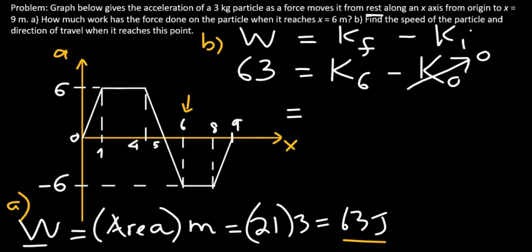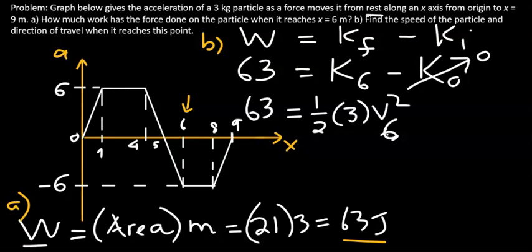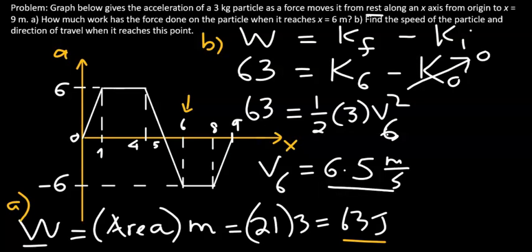Now we know it starts from rest, so that means the initial kinetic energy is 0. The kinetic energy at x equals 6 is half times the mass, which is 3, times the speed of that particle at x equals 6, which is what we want to find. And this is 63, and we can solve for that speed. If you do the calculation, you get the speed to be 6.5 meters per second. And the direction of travel is along the positive x-axis.